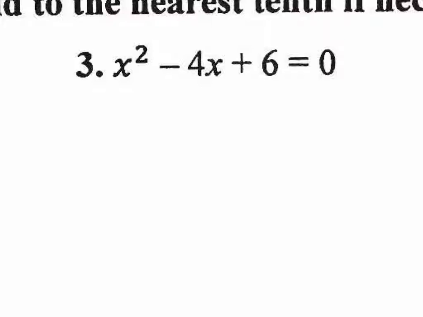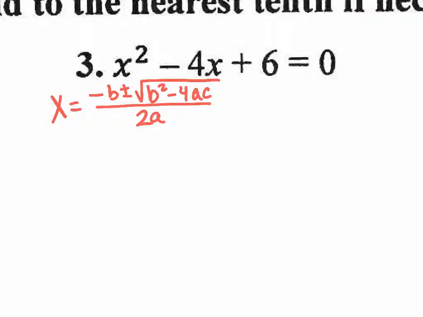So again, the quadratic formula is negative b plus or minus the square root of b squared minus 4ac divided by 2a.